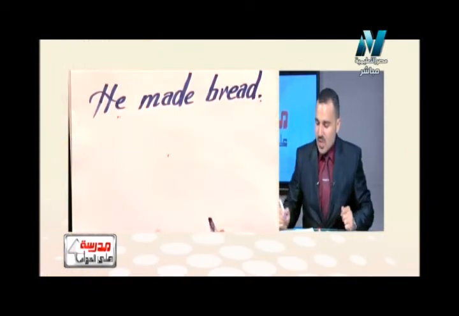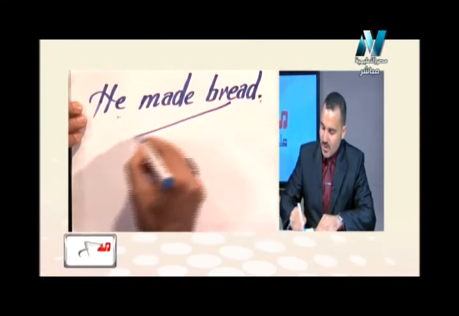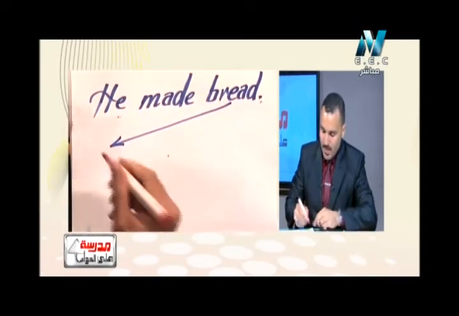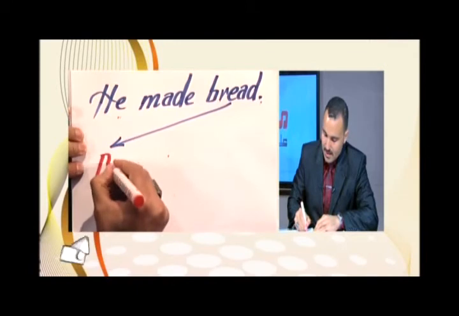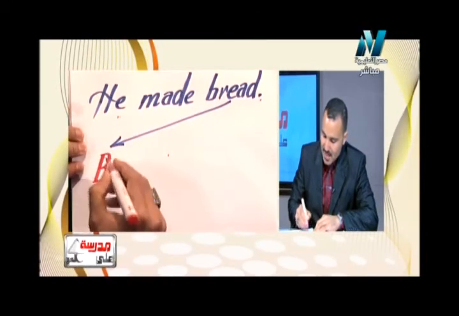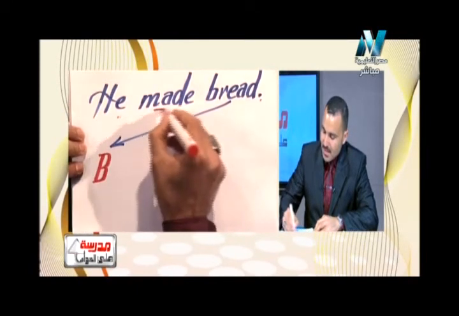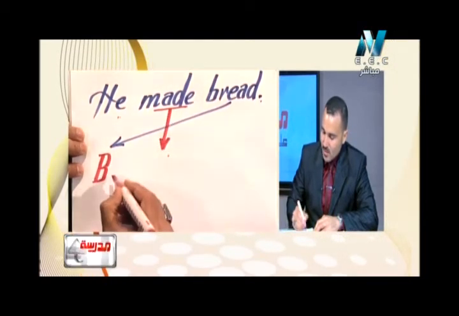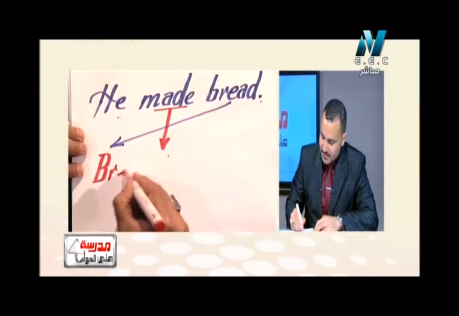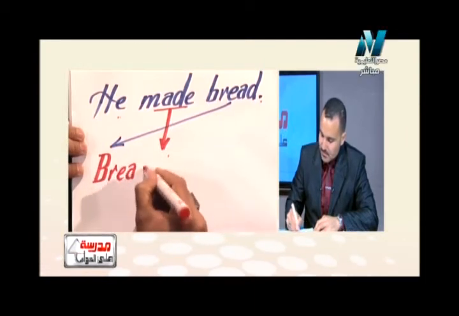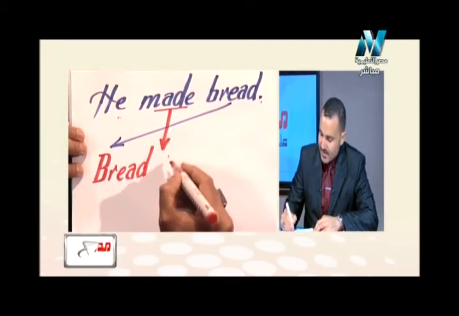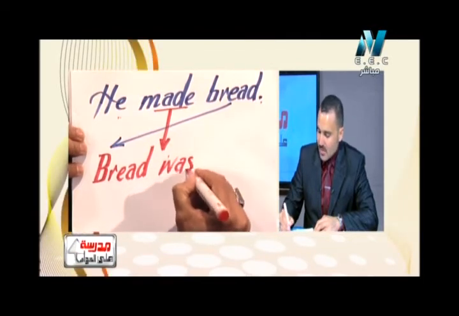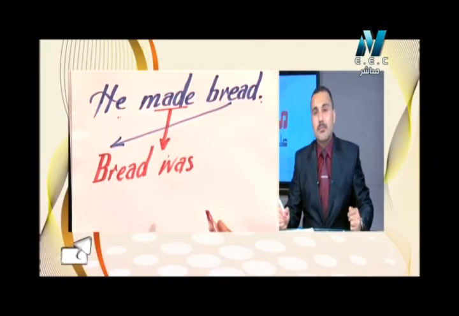طيب how can we change it into passive؟ يعني we start with the object المفعول، اللي هو مين؟ bread. بعد كده نحط verb to be in the same tense في نفس الزمن. التنس اللي عندنا past simple يبقى verb to be in the past هيكون was or were. يبقى نكتب bread was ولا were؟ was. ليه بقى was؟ because it's an uncountable word، لأنه كلمة لا تعد.